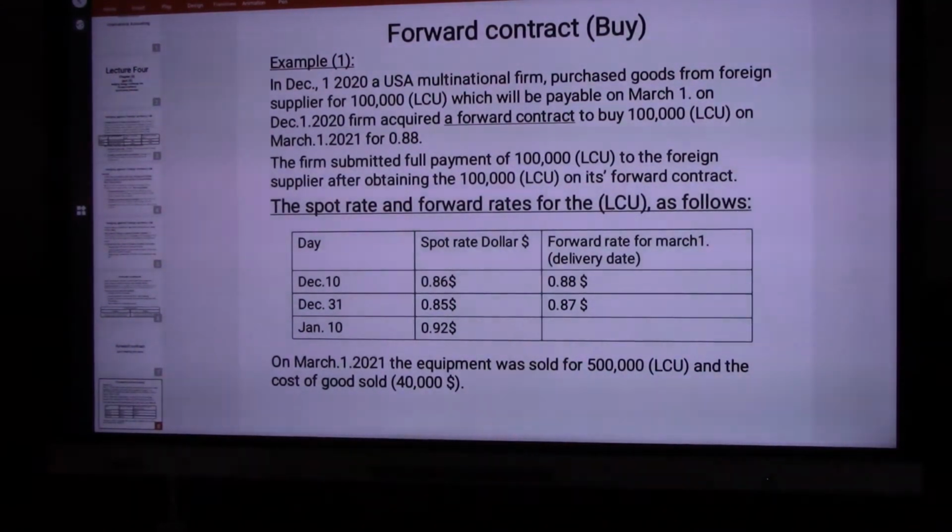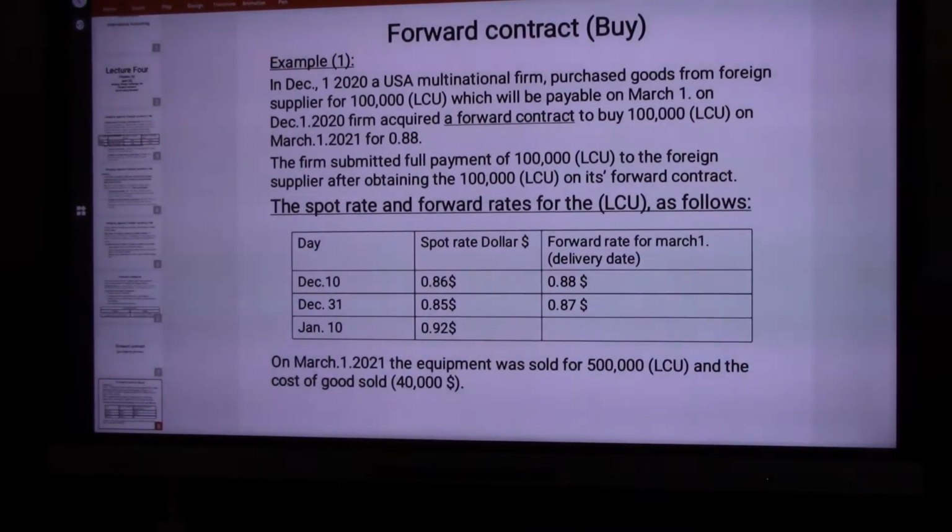The firm submitted a full payment of 100,000 LCU to the foreign supplier after obtaining the 100,000 in its forward contract. زيها زي الكلام بتاع المرة اللي فاتت، شركة اشترت بضاعة من supplier وtransaction was made on account and the firm is expected to make the full payment on March. So the purchase process was done on the 1st of December and the payment process will take place on the 1st of March.